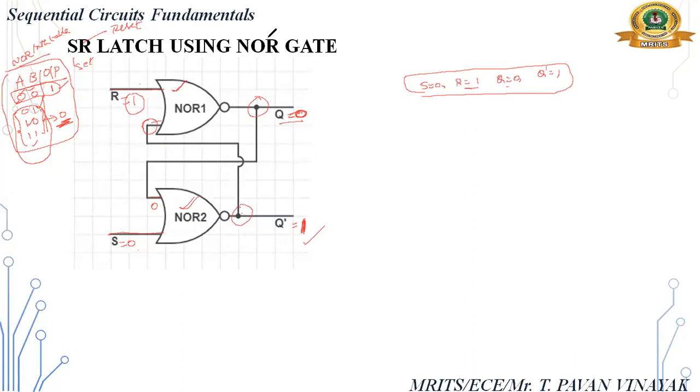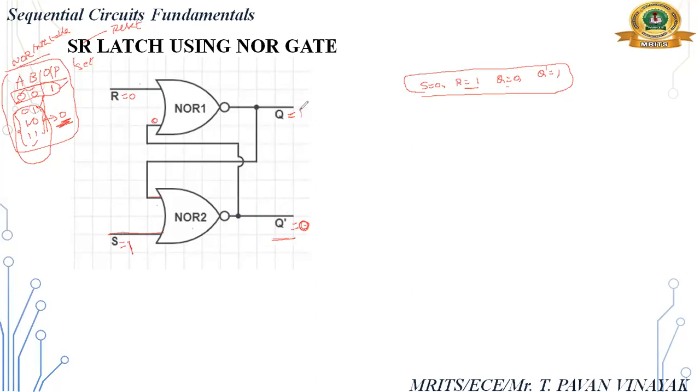Next, I am taking S is equal to 1. S is equal to 1, R is equal to 0. Okay. See, when S is equal to 1, any one of the inputs is 1, so the NOR gate output is 0. Means Q bar is 0, right? Q bar is 0. This Q bar is going to here.